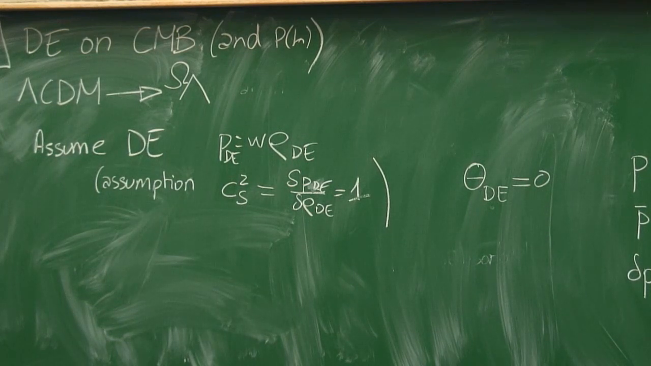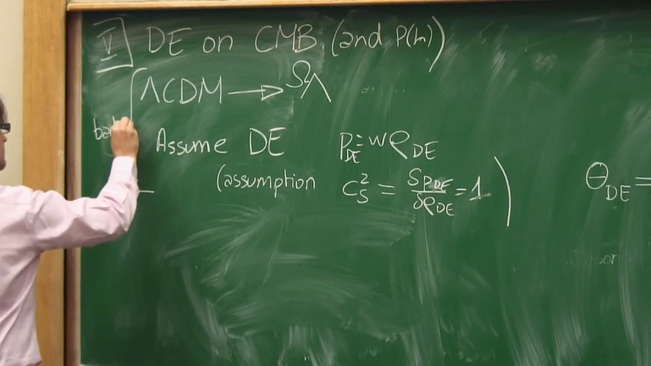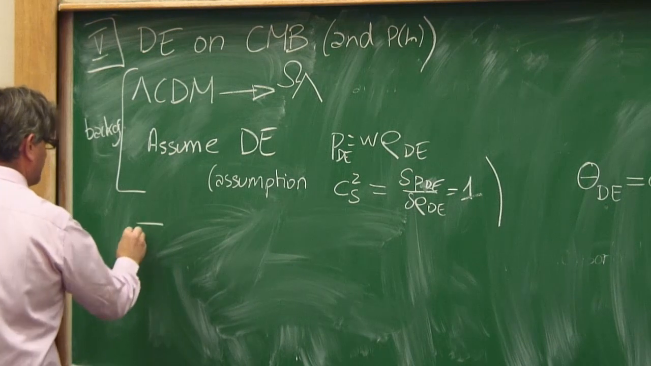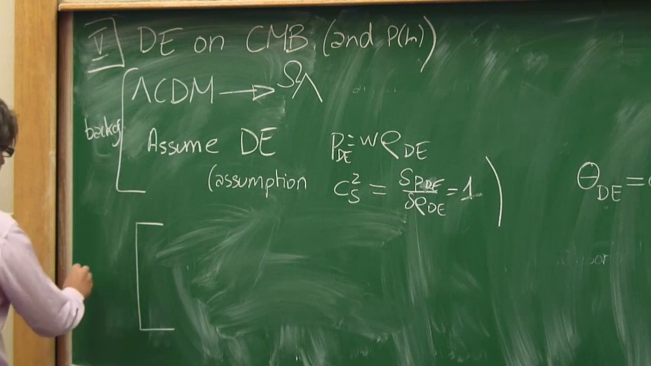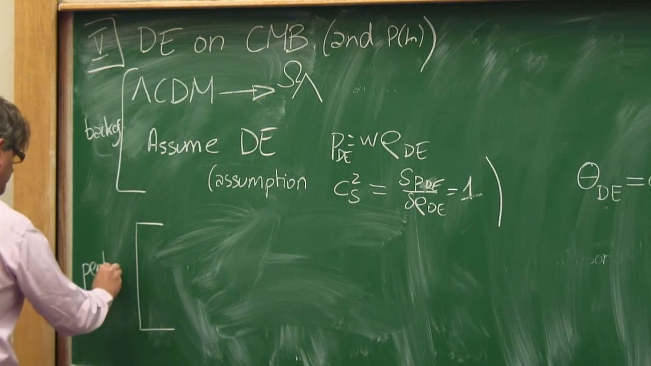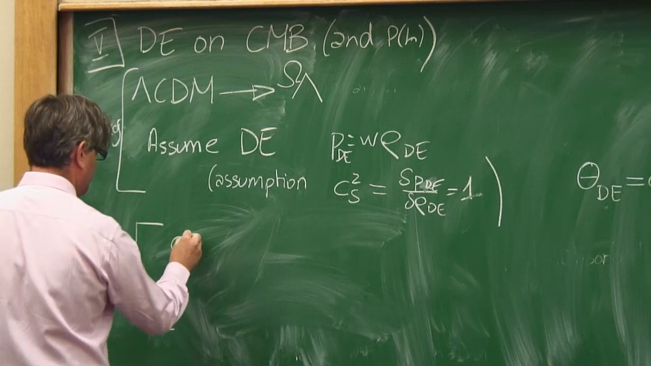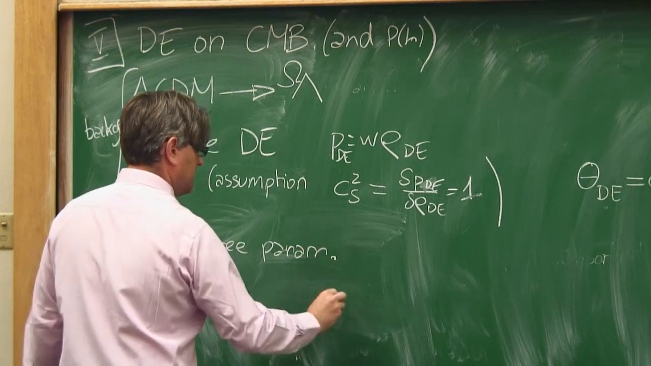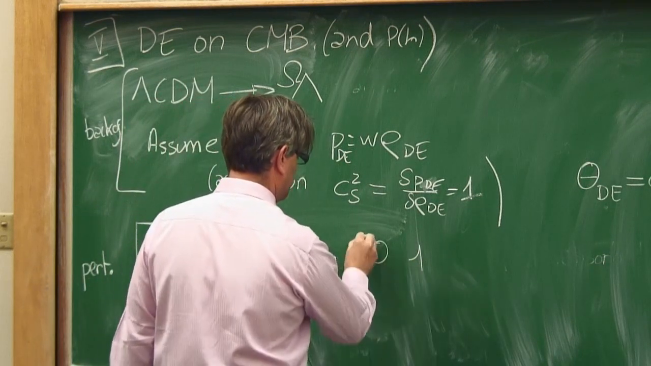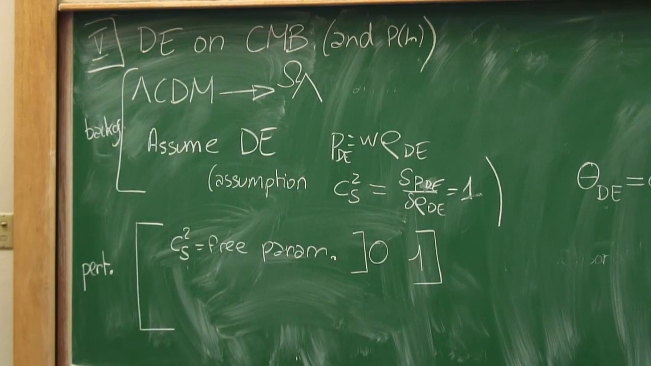Okay. These are modifications only of the background. But since we have so little knowledge about what dark energy could be, we could try to model it with more complicated assumptions concerning the perturbations. For instance, the sound speed could be taken as a free parameter that you would vary between 0 and 1. It cannot be 0, it can be 1. So I denote it in this way.